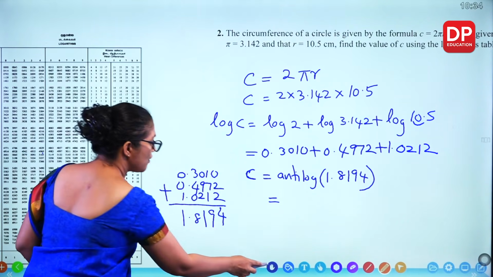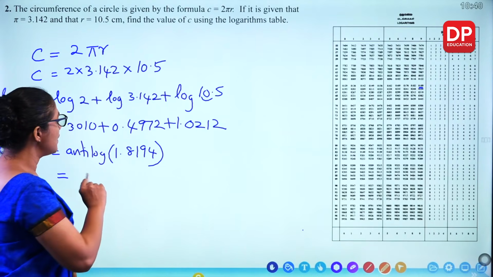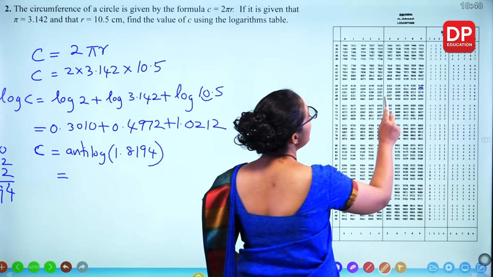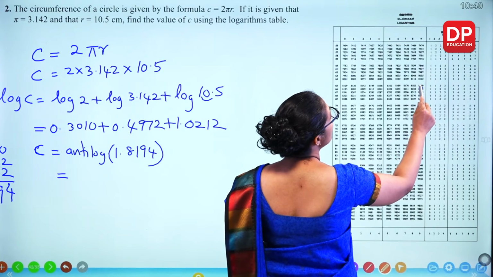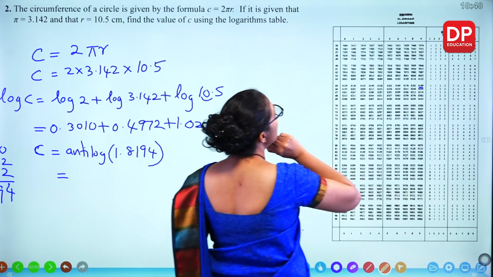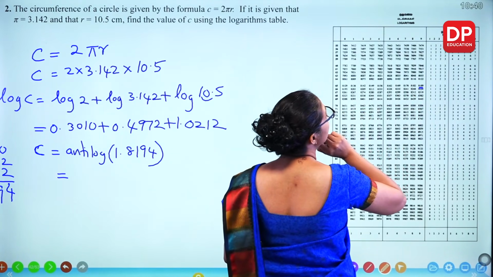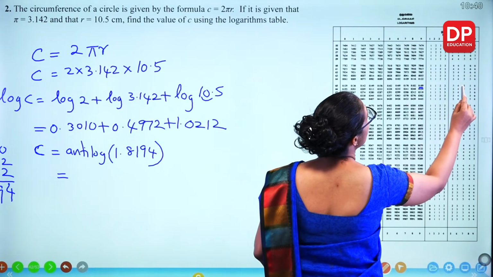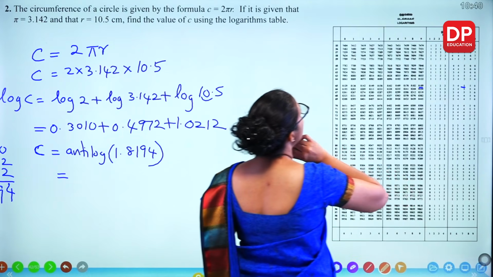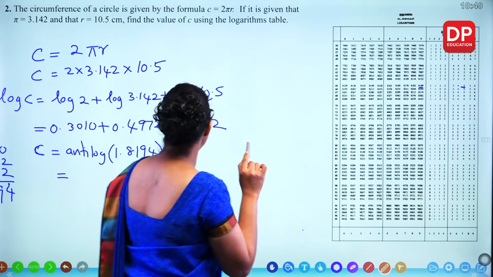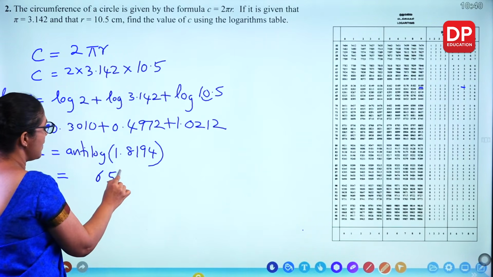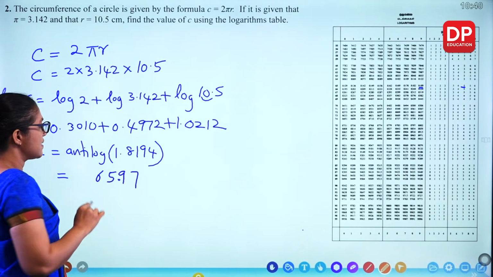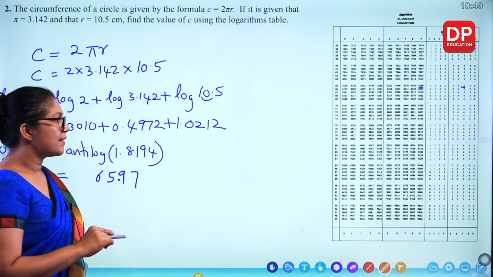So 8194. Antilog of this one, 8194. Here you need 81. 89 is there. 94. To get 94 you need another 5. That's 7. 6597. The characteristic is 1. The answer is 65.97.